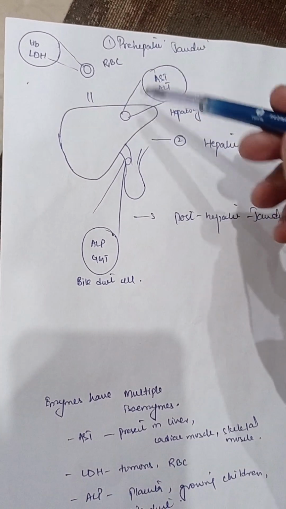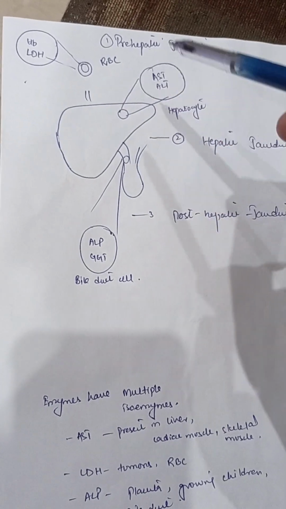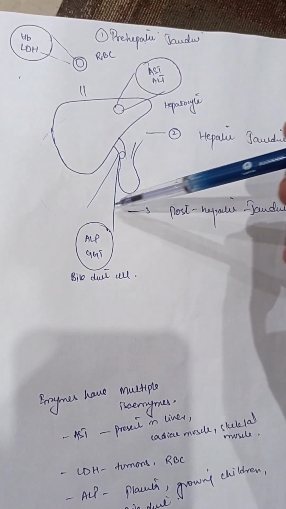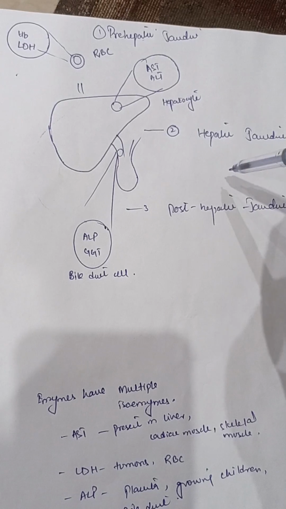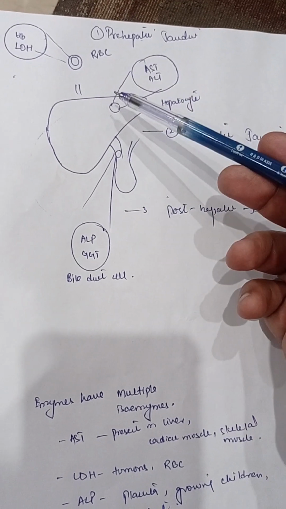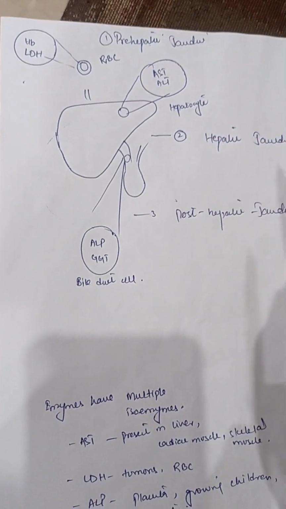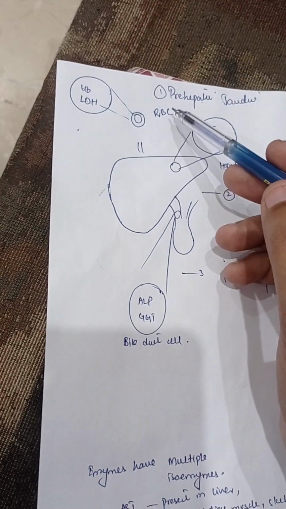As you all know, we have three different types of jaundice. The one occurring before the liver is prehepatic jaundice. The jaundice due to some disease affecting the liver is hepatic jaundice. And the jaundice which is after the liver is post hepatic jaundice: before the liver, in the liver, and after the liver.